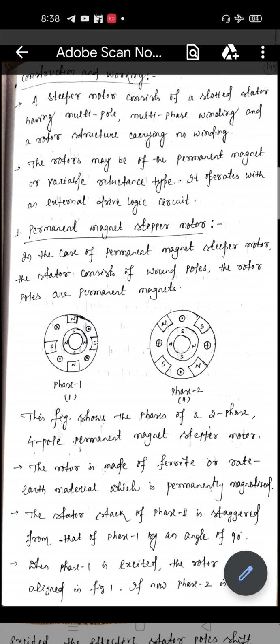Now we will discuss the permanent magnet stepper motor. Students, you can see in the figure that I have drawn two figures, figure number 1 and figure number 2. Figure number 1 represents phase 1 and figure 2 represents phase 2.